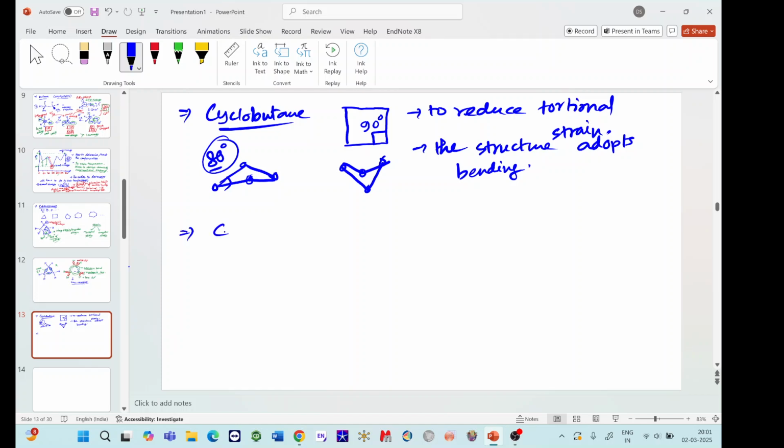Let us discuss cyclopentane. So the general representation is like this. You have 108 degrees. This is almost the same as the ideal case, right? But still, to reduce the torsional strain, it goes through something like this.